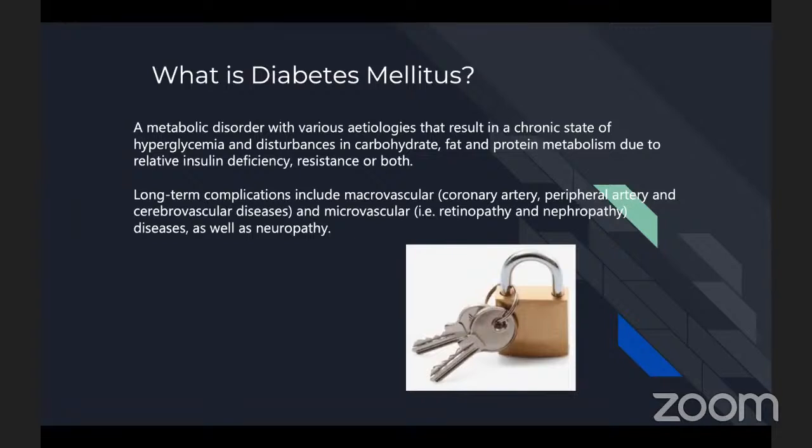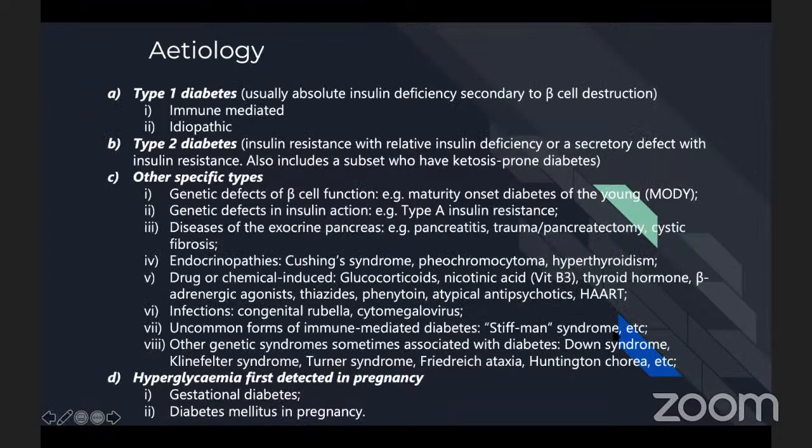So just next slide, please. So again, diabetes, as mentioned, is a result of insulin deficiency or resistance or both. But as mentioned also, it is a result of various etiologies. So this is the etiological classification of it.